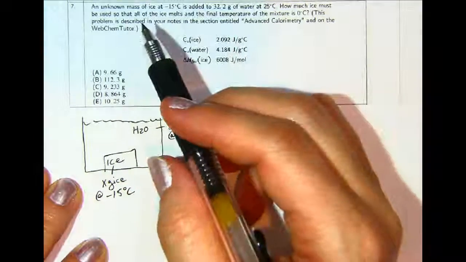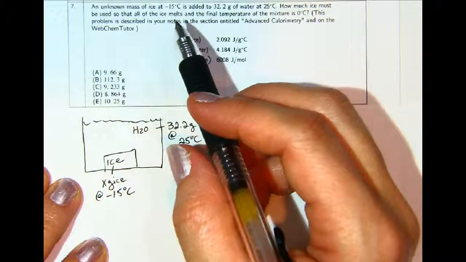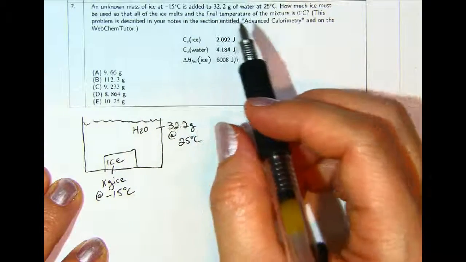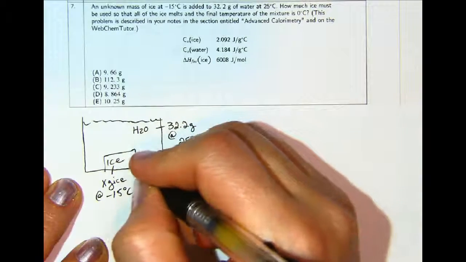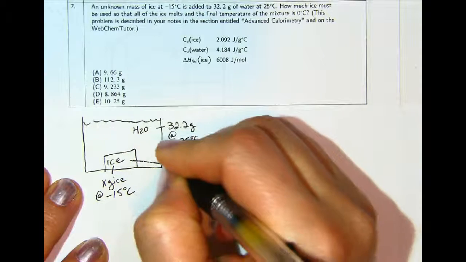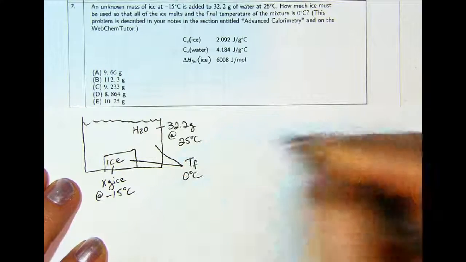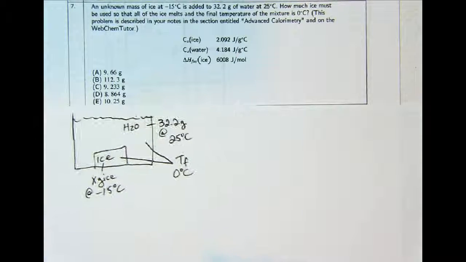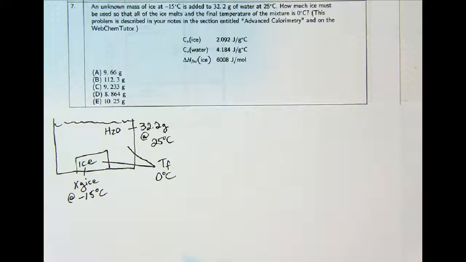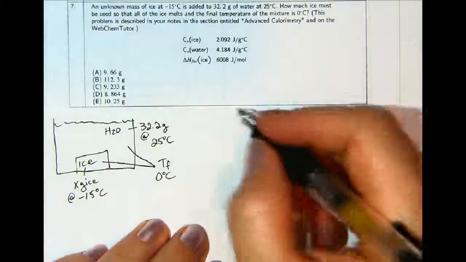The question asks, how much ice must be used so that all of the ice melts and the final temperature of the mixture is 0 degrees? And so by the time both of these have reached equilibrium, we have a final temperature of 0 degrees Celsius. So let's look at what's happening, but in the form of a graph.